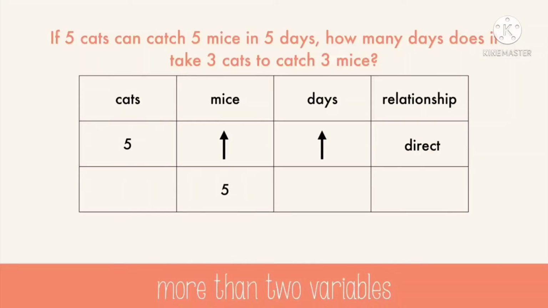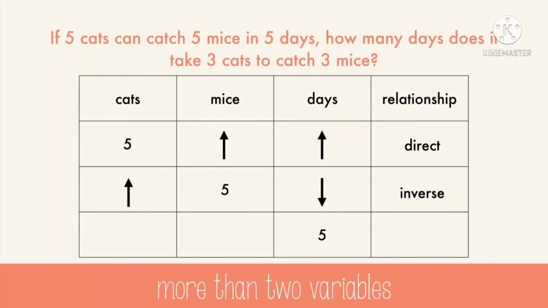Now, let's hold mice constant and increase cats. This would take the cats less time to catch the same number of mice. So this is an inverse relationship. Lastly, let's keep days constant and increase the number of cats. At the same time, with more cats, they can catch more mice. So this is another direct relationship.